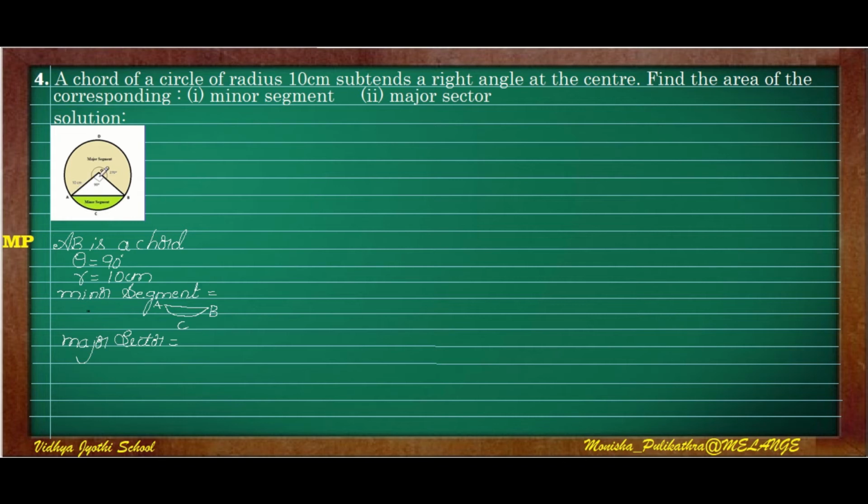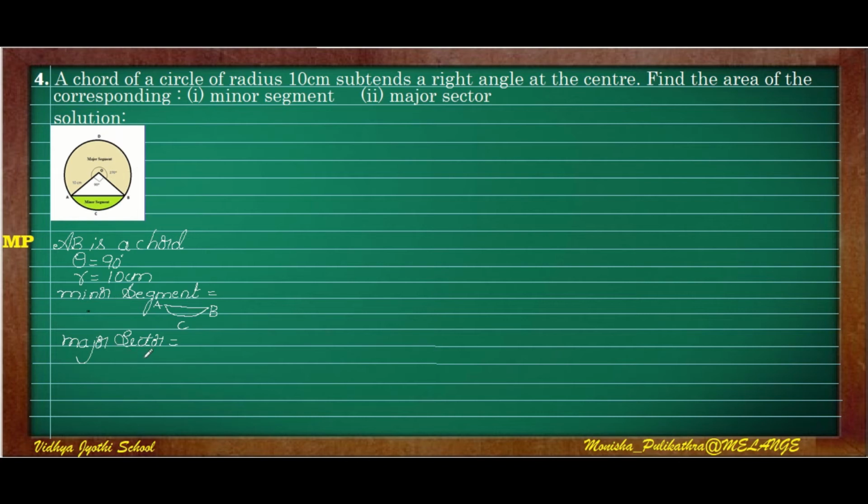Okay, so this is called the minor sector. The smaller one is called the minor sector. The area covered by the minor arc and the radius is called the minor sector. The area covered by the radius and the major arc is called a major sector.